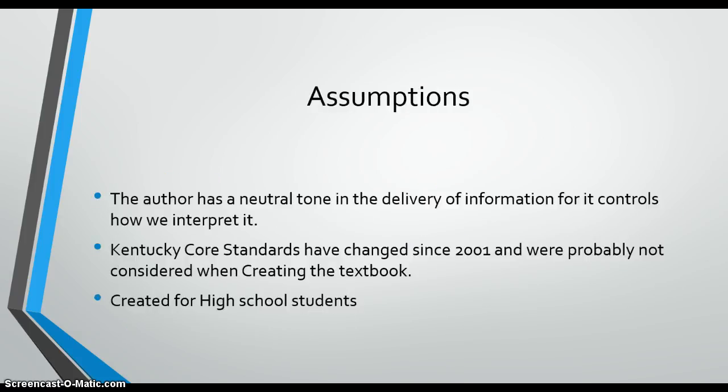Next, we look at some of the assumptions after looking at this data, and we see that the author has a neutral tone in the delivery of information, for it controls how we interpret it. The author should have a neutral tone whenever he's giving this, because if not, he's going to completely alter the way that these kids see the events in history.